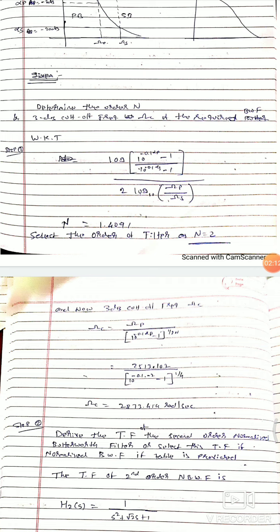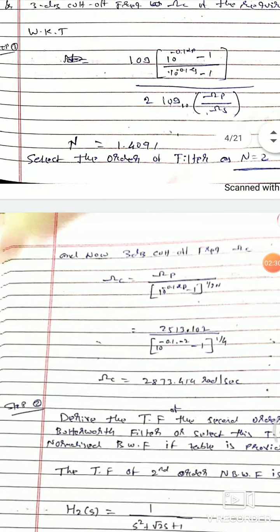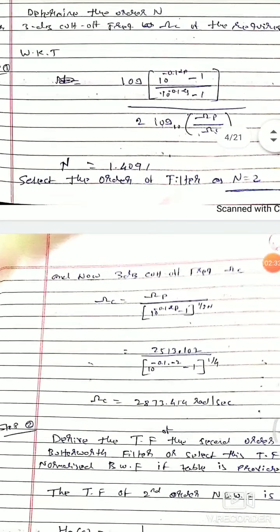So we know the order calculation equation. n is given as log of the quantity 10 raised to minus 0.1 alpha p minus 1, divided by 10 raised to minus 0.1 alpha s minus 1, whole divided by 2 into log of omega p by omega s. We have derived this order n equation. So using it, I will calculate the order n. You substitute all the values; you have alpha p, omega p, omega s and alpha s available.